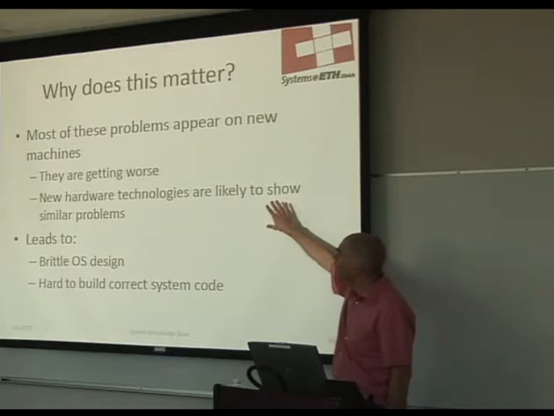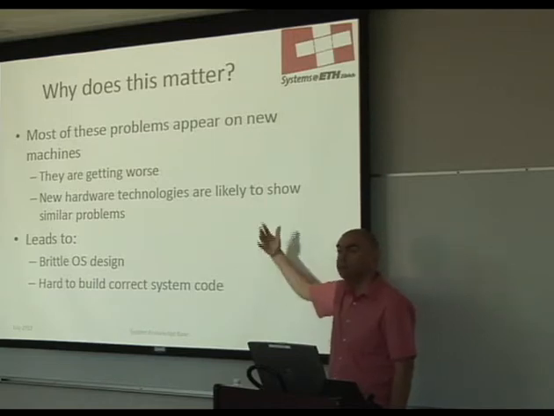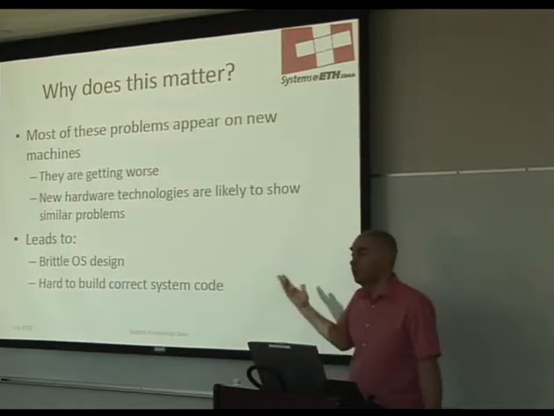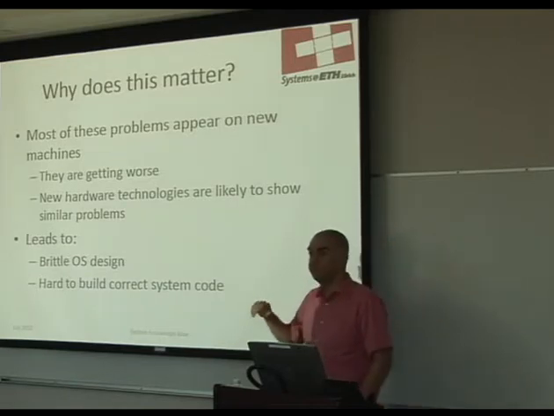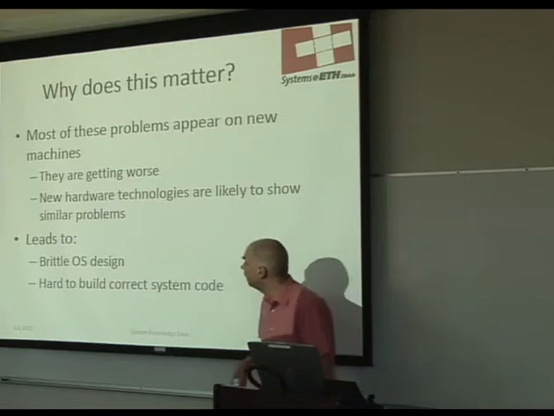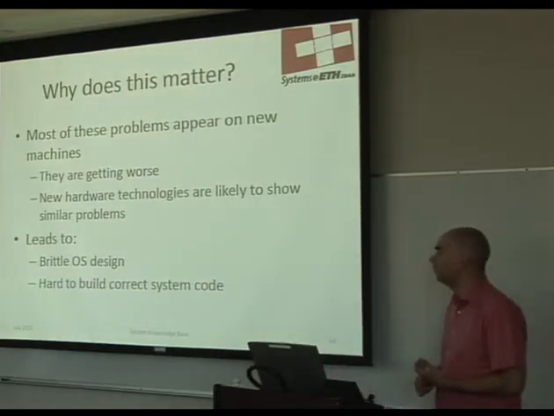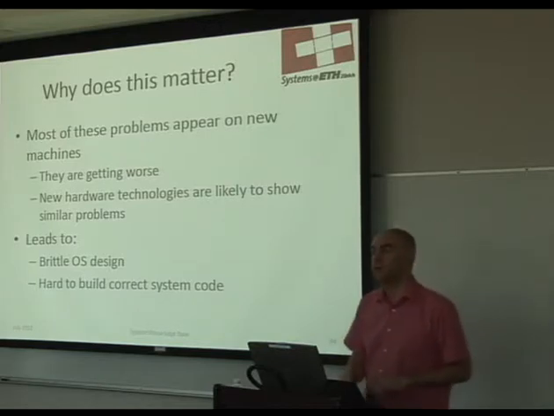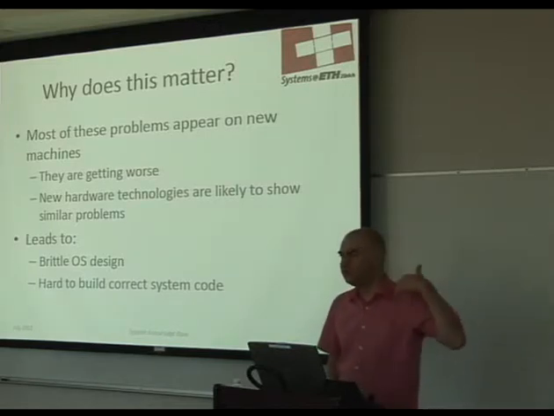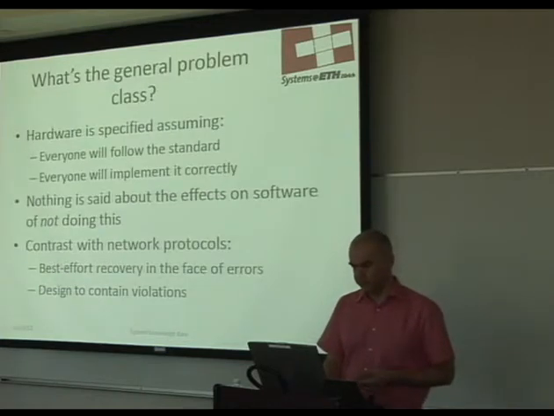And whenever we get a new interconnect, or a new set of cores, or a set of new hardware features, they seem to always come accompanied by these kinds of problems. And everybody does them. It's the very tiny manufacturers, and it's people like Intel and AMD and IBM. And the problem is that I think this leads to a kind of brittle OS design. It makes it hard to build correct system code because your code is laced with all these special cases that you need to handle hardware that does weird things.